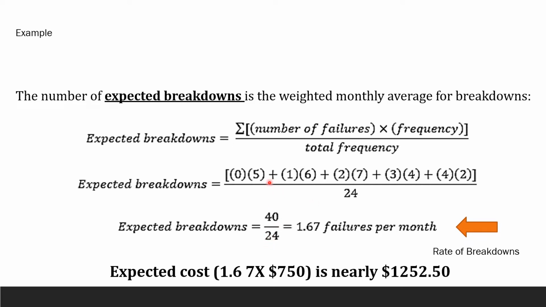Frequency is telling you, okay, in 7 months you have 2, so 7 times 2 is 14 expected breakdowns. So every 7 months you're getting 2. That's how the expected breakdowns work. For the expected cost, we multiply 1.67, the rate, times the cost of $750 for each. So you'd be spending $1,252.50.